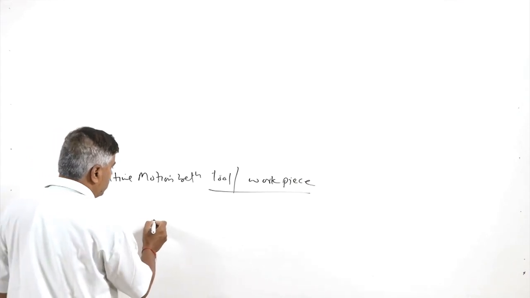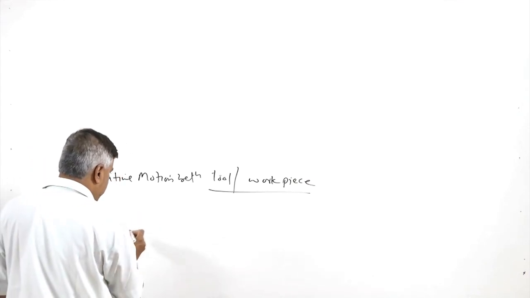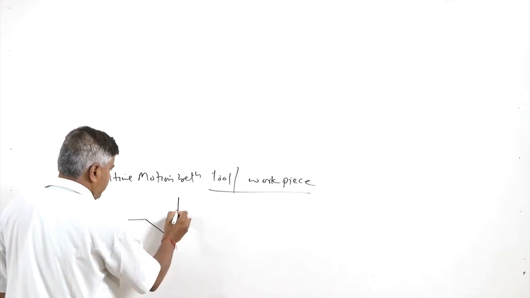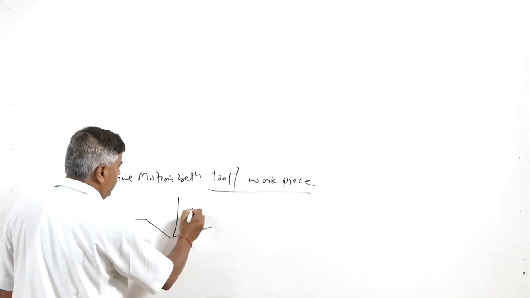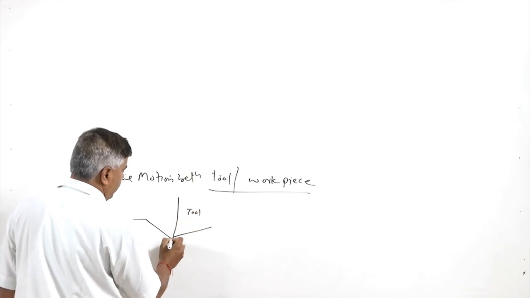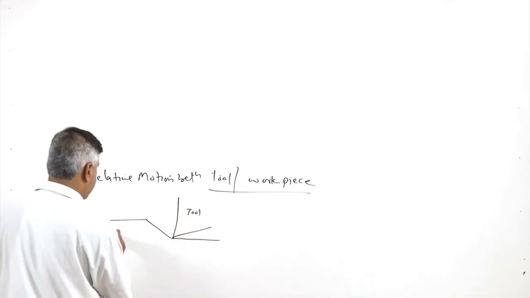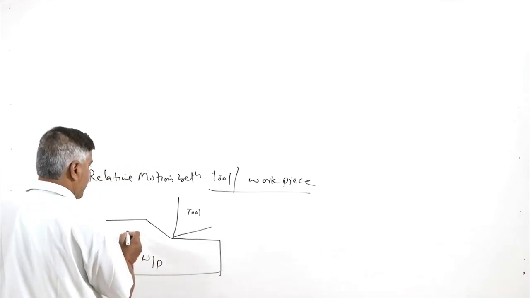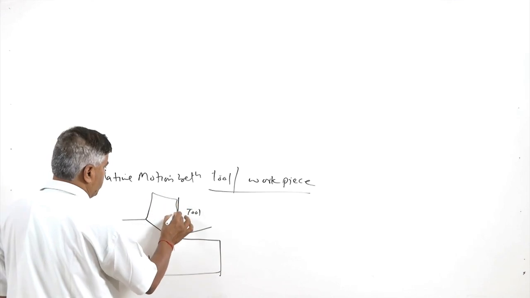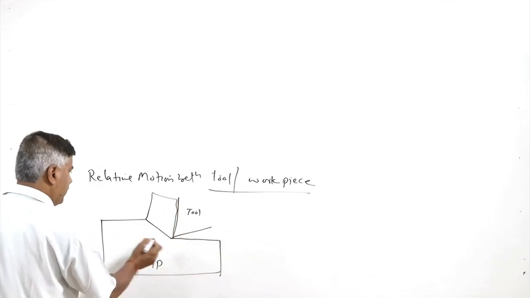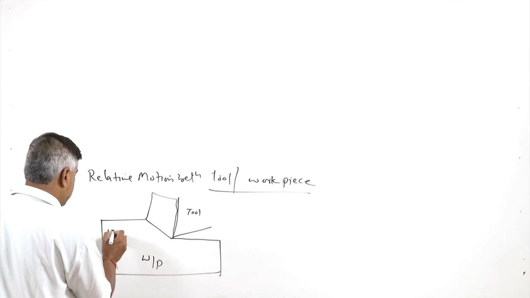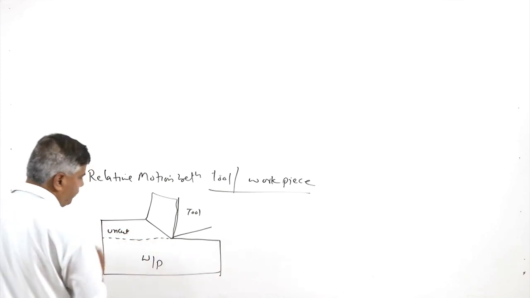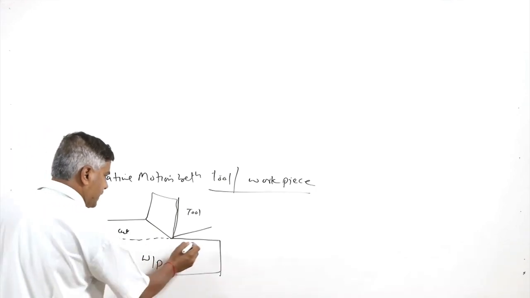Basically two types of motions are given. For example, like this is the tool, this is the machined surface, this is the workpiece, and this is how the chips will be formed and material will be removed. So, this is the uncut material which is to be removed, and this is the workpiece.